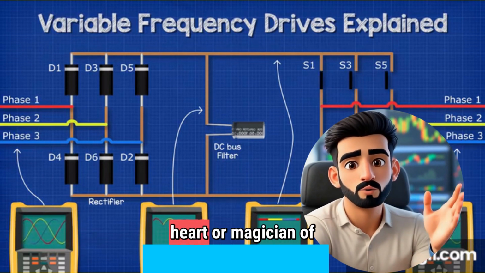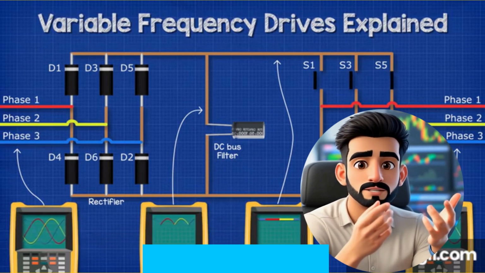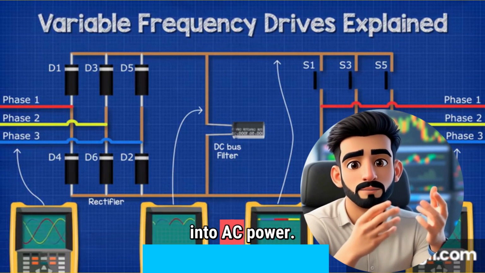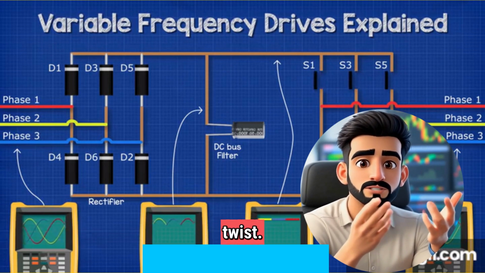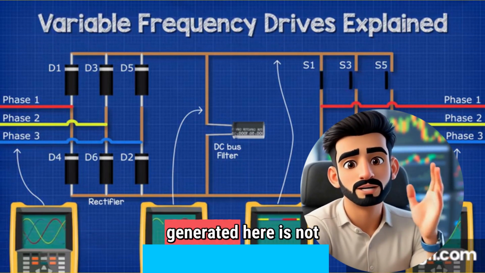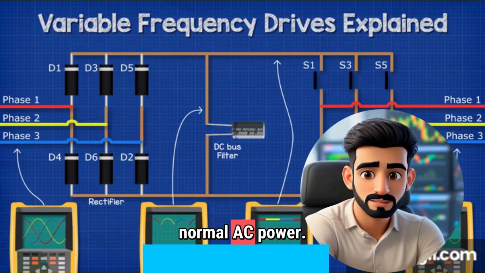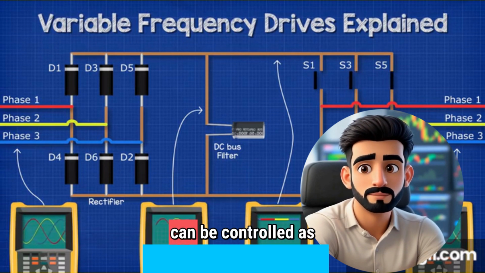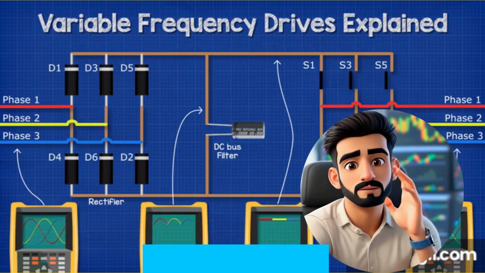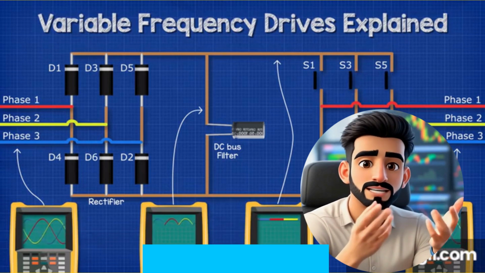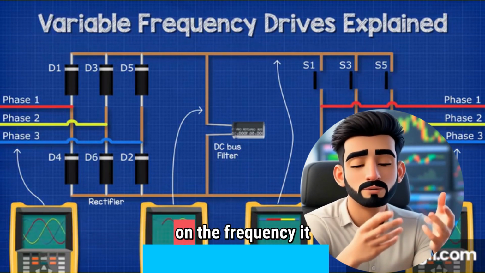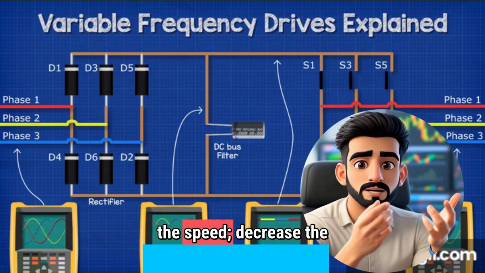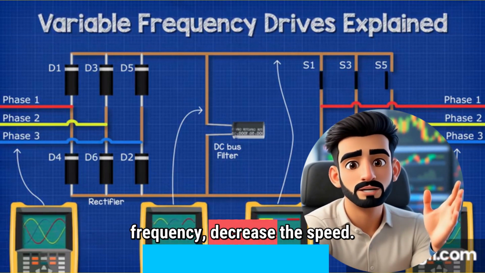You can call the inverter the heart or magician of VSD. The inverter takes that smooth, stable DC power and converts it back into AC power. But here is a twist. The new AC power generated here is not normal AC power. The frequency and voltage of this alternating current power can be controlled as per our wish. And as we know, the speed of an AC motor directly depends on the frequency it receives. Increase the frequency, increase the speed; decrease the frequency, decrease the speed.